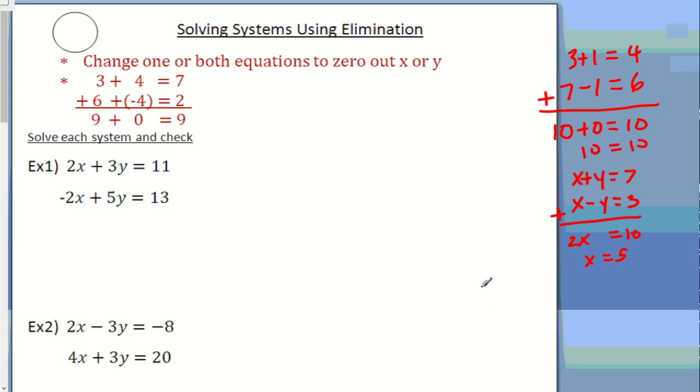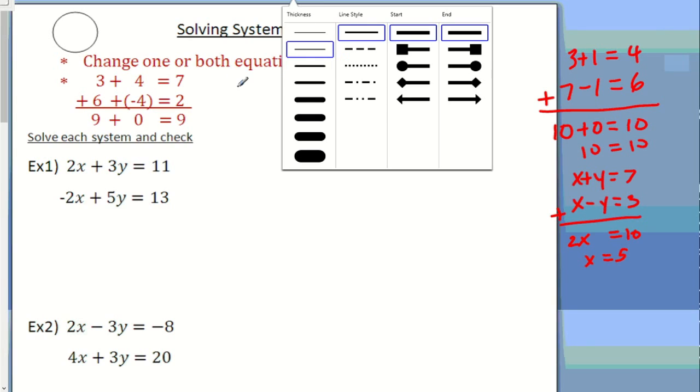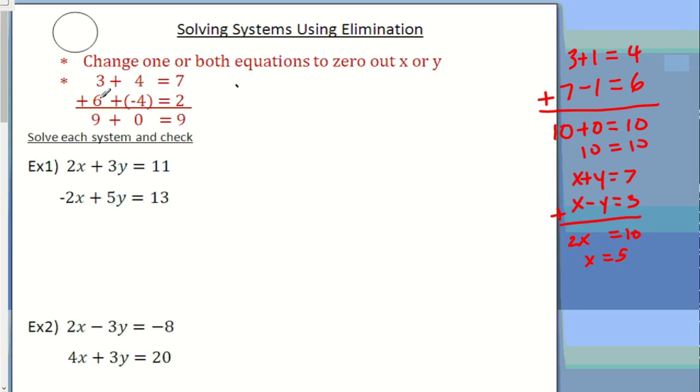Now think about that for a minute. Think about what we've done so far to solve systems of equations. This is by far one of the coolest ways to do it because it's so simple. I love this so much because it's really simple math. All right, and I already put this on your notes here, but if you look here on the side, look, 3 plus 4 is 7, and 6 plus a negative 4 is 2. If I add those, I get 9 plus 0 is 9. All right, so that's what we're going to do.